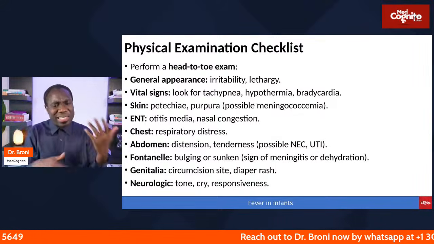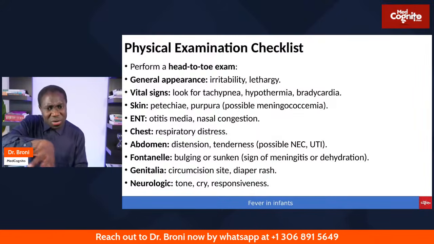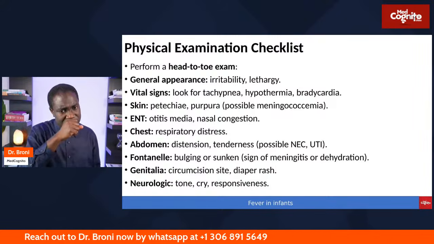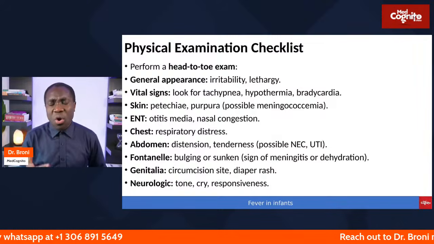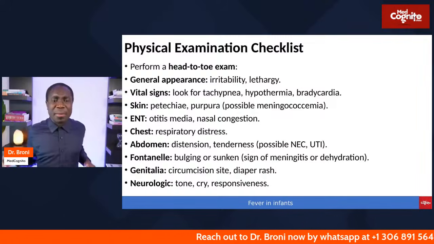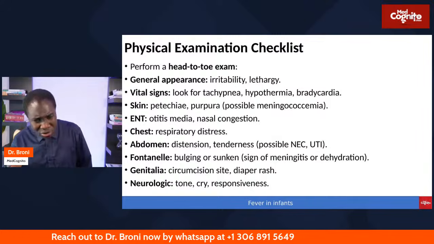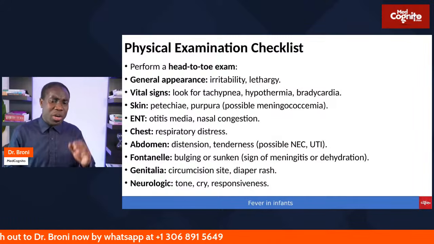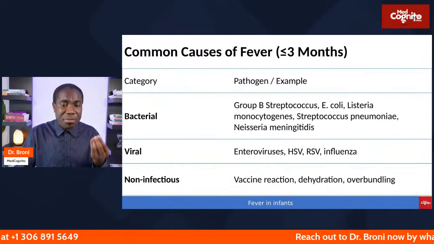You want to look at their genitalia. You want to check the circumcision site. So you've not evaluated a newborn baby or a baby who is less than 3 months of age very well until you strip that baby and look from head to toe. Look at the skin, look at all the various crevices, do a neurological exam, check their tone, check their cry, check their responsiveness.